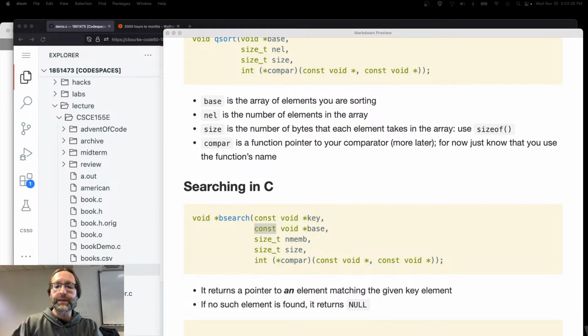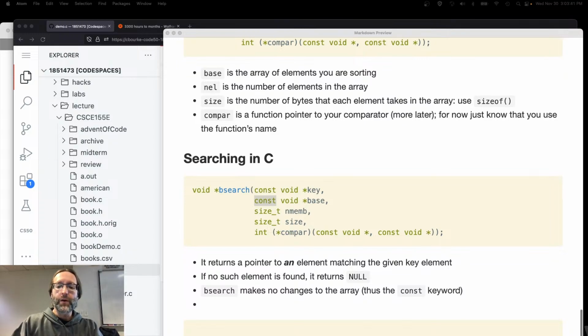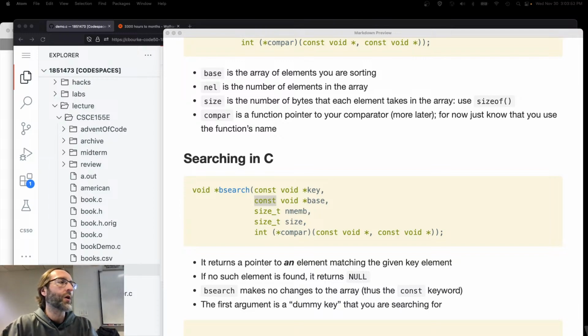bsearch makes no changes to the array, thus the const keyword. The first argument is a dummy key that you are searching for. More on that as we get to more complex comparators or comparisons. Okay, but first let's go ahead and see how to use it over here.